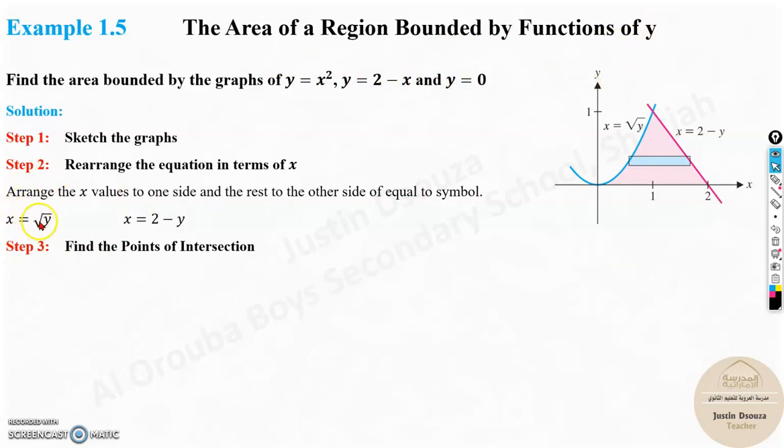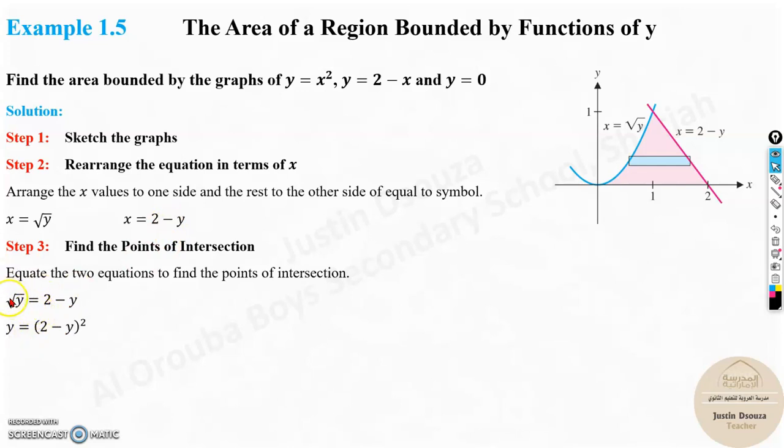So x is equal to square root y. How do you do this? Take square root on both the sides. And over here, just take this x to the other side, make it positive, and y to the other side. It becomes 2 minus y. How do you find the points of intersection? It's the same thing. Just equate these two terms. Now, x and x is equal. So it'll be square root y equals 2 minus y.